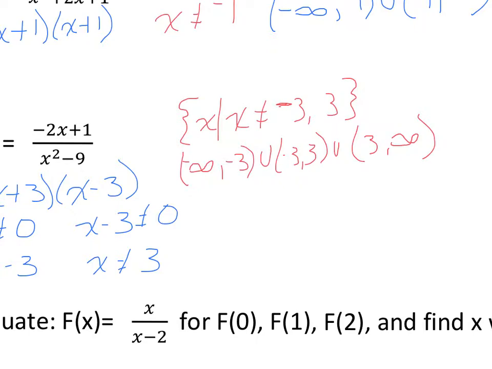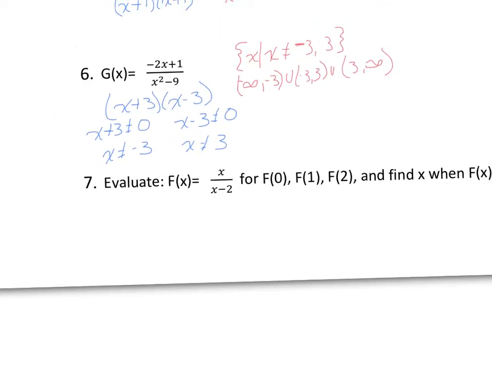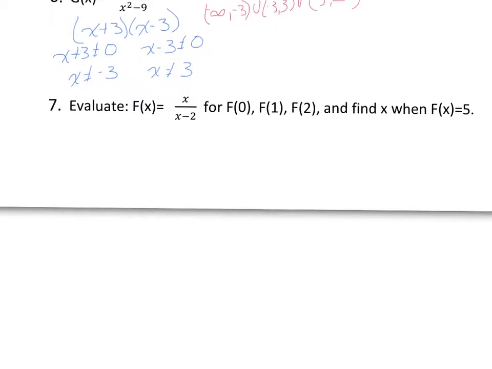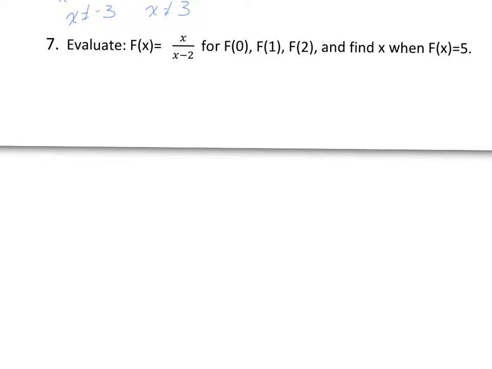All right, in number 7, we're going to evaluate a function. The function is f of x equals x over x minus 2, for f of 0, f of 1, f of 2, and find x when f of x equals 5. All right, I'm just going to scroll up so we have some white space here. This is evaluating the function. So if you're finding what the function value is, all you need to do here is substitute these values for x and simplify. Now this part's a little bit different because it's telling you that f of x equals 5, so the 5 will be going over here. But let's do these 3 parts first.